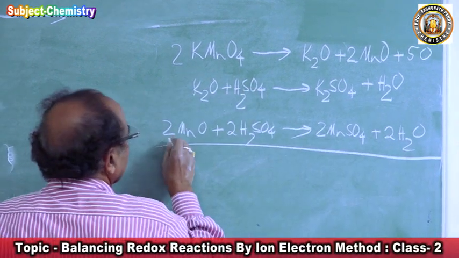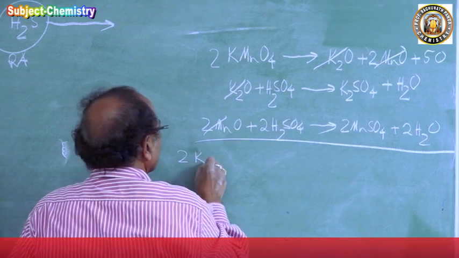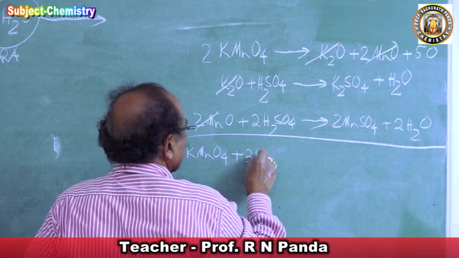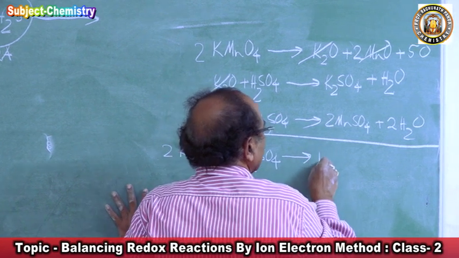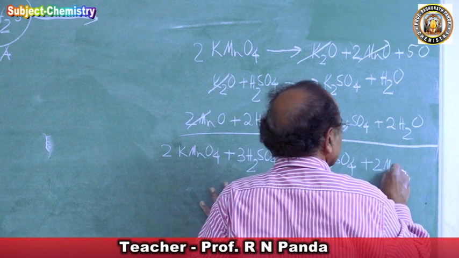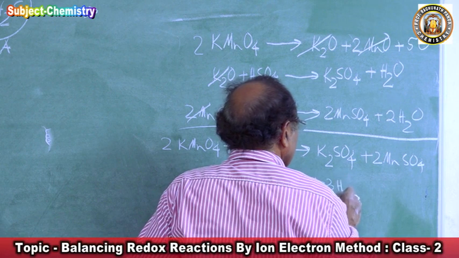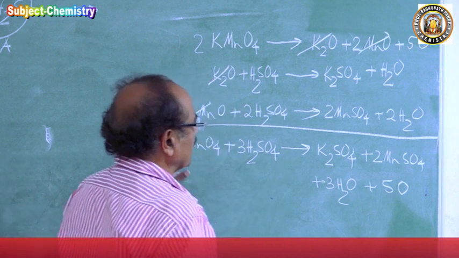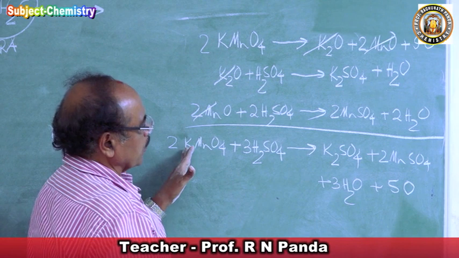So this is the equation for potassium permanganate. We got K2O, 2MnO, and 2MnO cancels. So we get 2KMnO4 plus 3 sulfuric acid forming K2SO4, 2MnSO4, 3 water, plus 5O. This is the equation for the oxidizing agent.